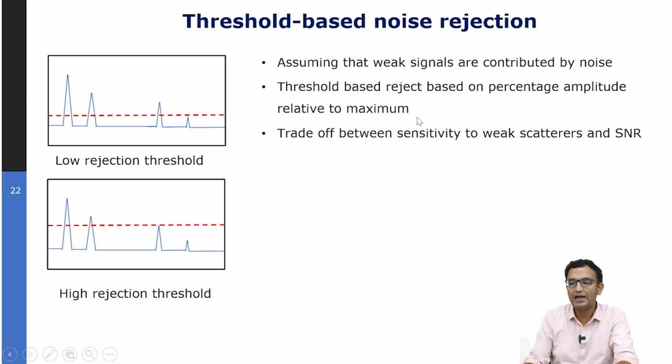For example, you can say that any signal which is less than 5% of the peak amplitude, I am going to reject because I am assuming that that's noise. Or you may say that any signal which is less than 10% of the peak amplitude is going to be considered as noise. But there's a trade-off, because as you increase the threshold, you are going to lose some useful signal as well. So there's a trade-off between sensitivity to weak scatterers, because the weak scatterers will have low amplitudes, and the signal to noise ratio. So this trade-off should be considered judiciously, and it will help improve image quality.